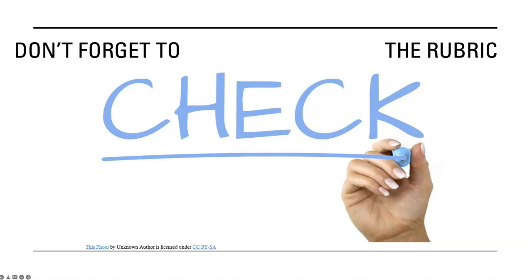So just a reminder that before you begin this assignment, don't forget to check the rubric. You can go to the rubric on eClass and you'll notice there that there are 4 steps in this assignment. So let's look at each of those steps in more detail.